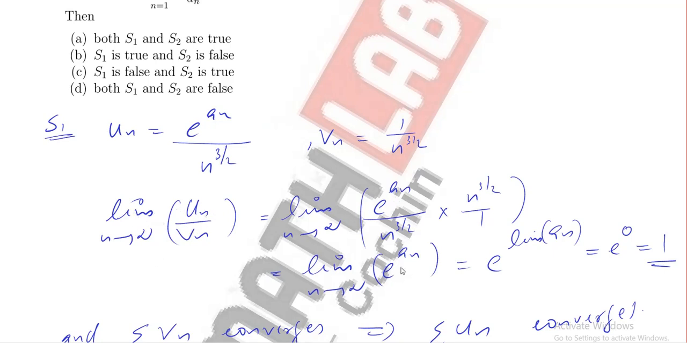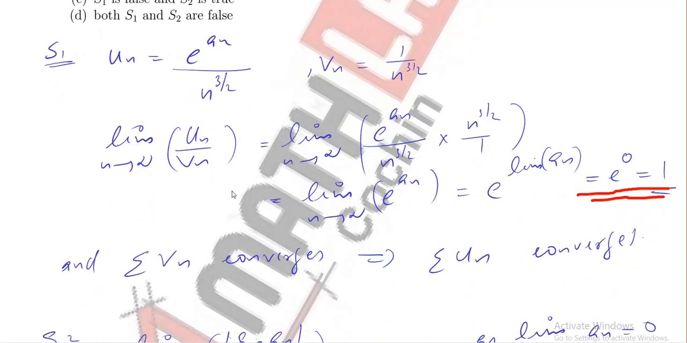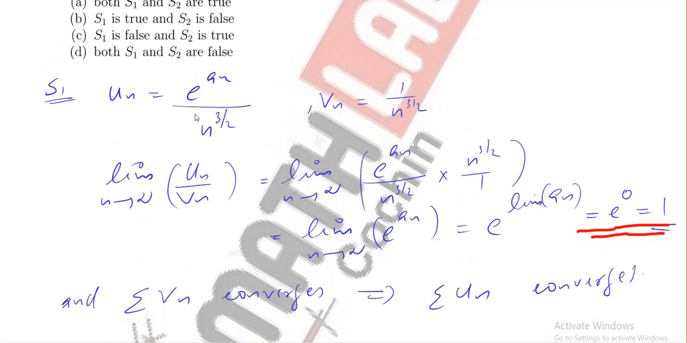When you take that, you will get e to the power n as n tends to infinity. Since sigma n converges, limit n is equal to 0. So you'll get e to the power 0, that's equal to 1. So that's a finite quantity. Both series, sigma un and sigma vn, will have the same property.